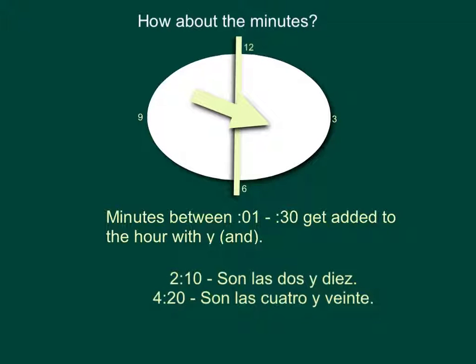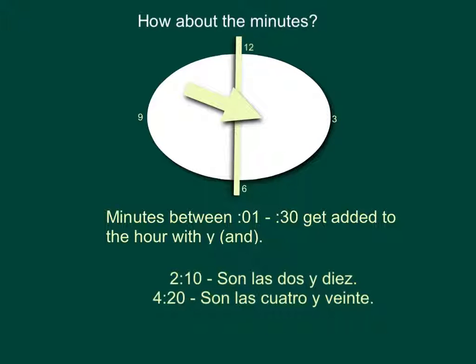Now the next big question I always get is, what about the minutes? Well, minutes in Spanish are a little bit different than minutes in English. We actually have to divide the clock in half. So if we look at this half between the 12 and the 6 with the 3 on it, that would be the minutes 01 through 30. And if I'm using the minutes 01 through 30, I'm going to add the minutes to the time using y. If you remember, y means and. Be sure you write that down because you're going to forget if you don't.